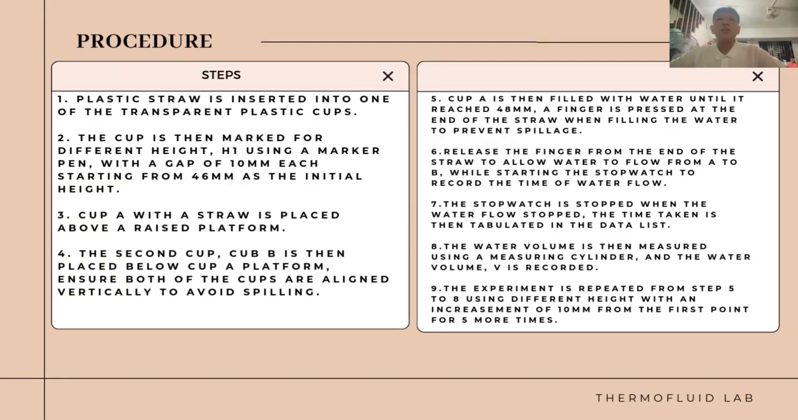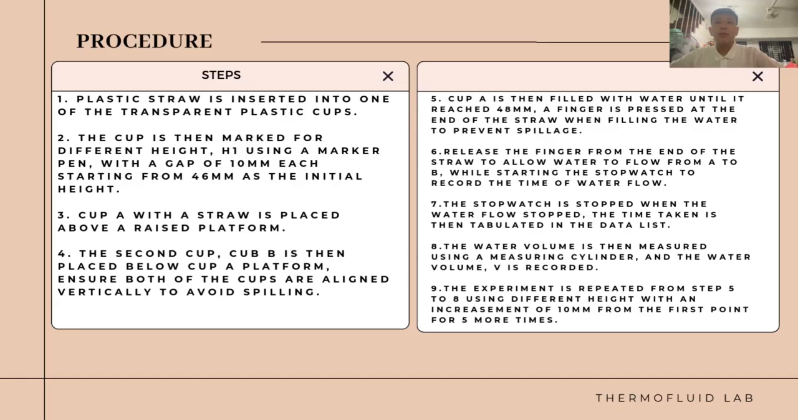Now let's move on to the procedure of our experiment. Step 1. A plastic straw is inserted into one of the transparent plastic cups. Step 2. The cup is then marked for different heights, h1, using a marker pen with a gap of 10 mm each, starting from an initial height of 46 mm.